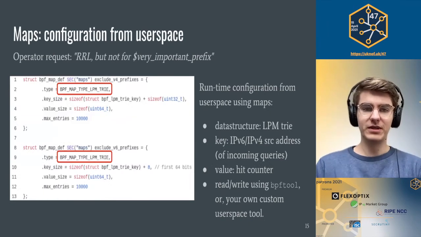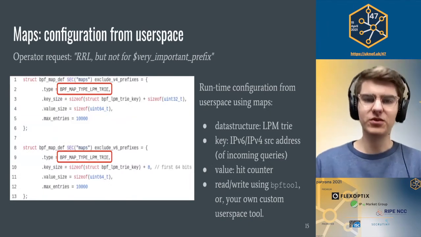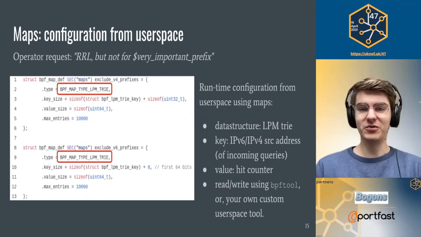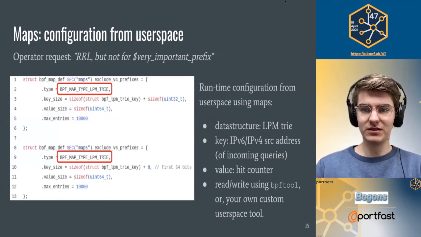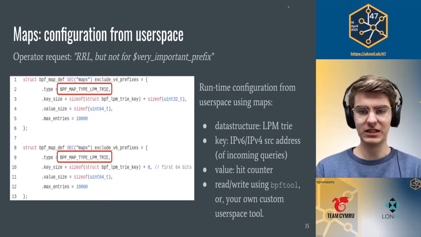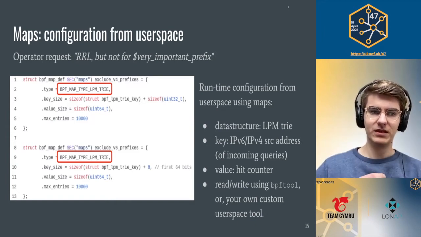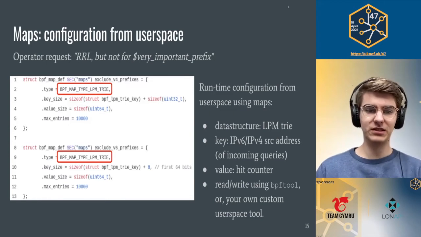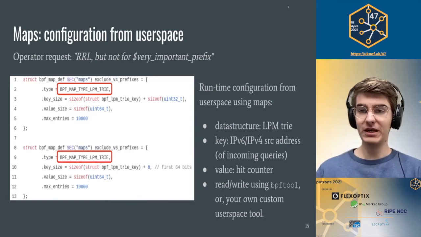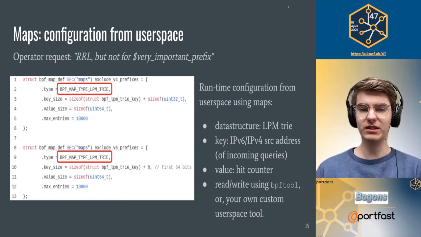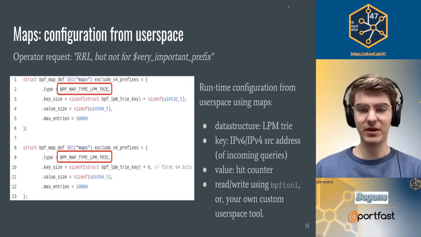Well, we also had an operator request. We'd like to do response rate limiting, but not for a group of VIPs, if you will. This can also easily be done. For this, we use another data structure, the LPM tree, still with IPv4 and IPv6 keys, and then a value as a hit counter. So if this source IP address is found in the tree, then we just bypass the whole response rate limiting and just XDP pass, so the user space software can actually respond to this query.